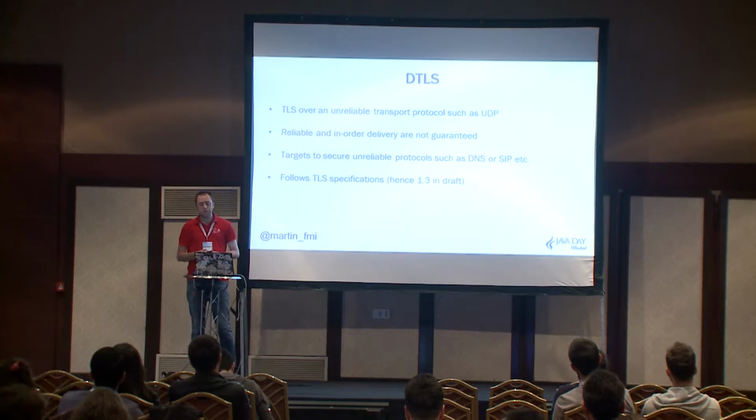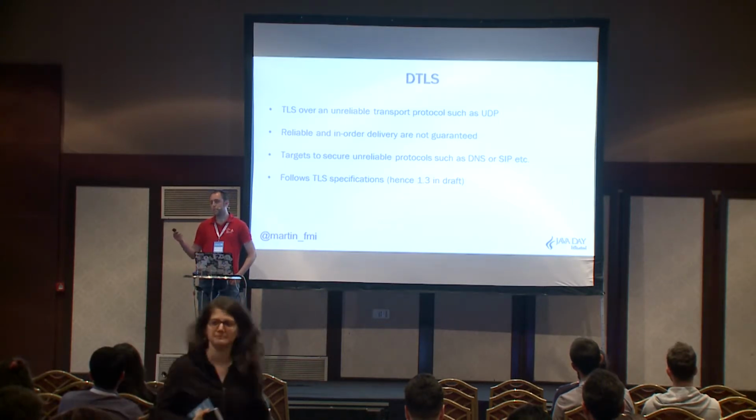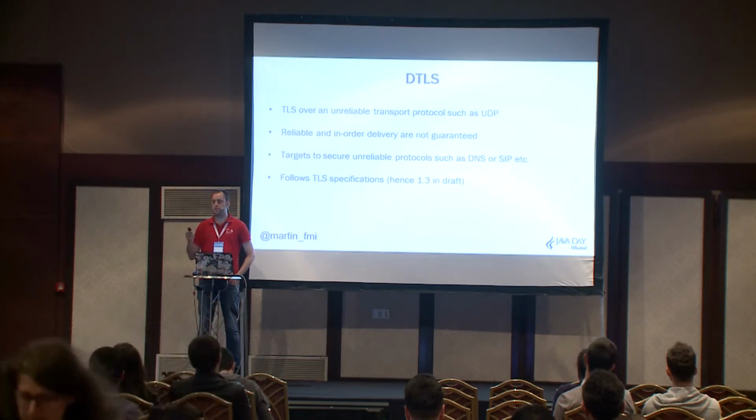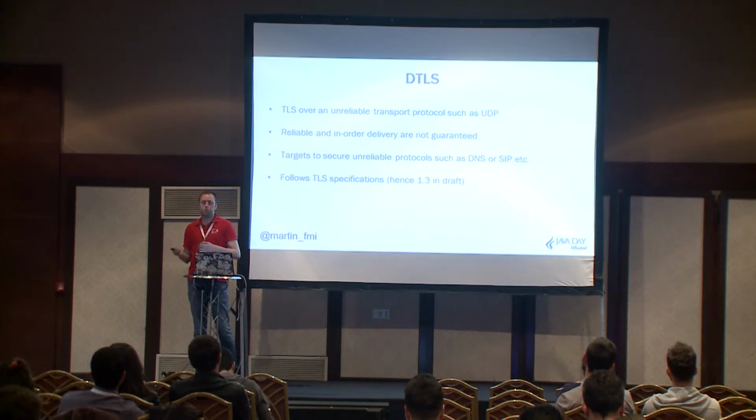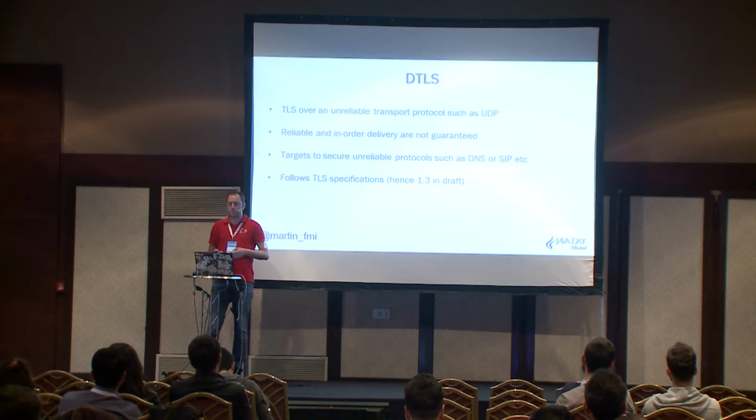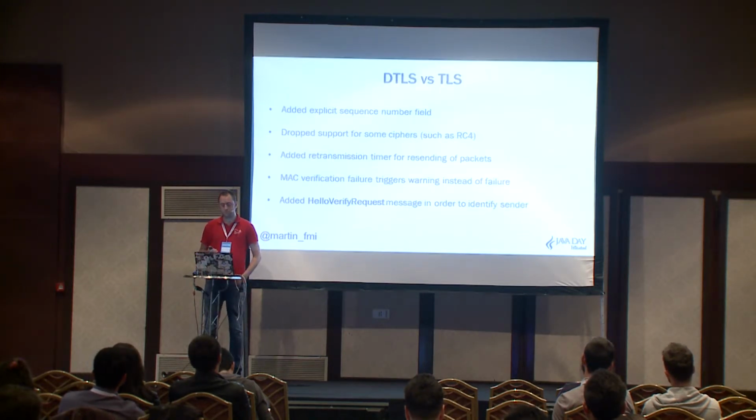And also, one interesting thing about the DTLS specification is that it follows closely the versions of the TLS specification. So there is currently version 1.3 in draft mode, which would be at some point supported by the JDK. So at this point, the JDK provides support for TLS 1.2 and earlier versions.